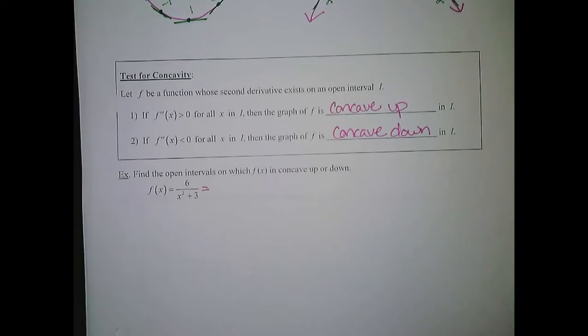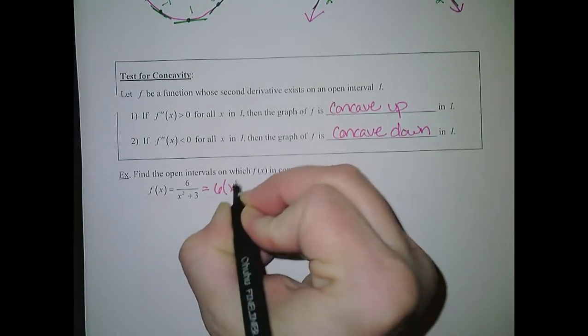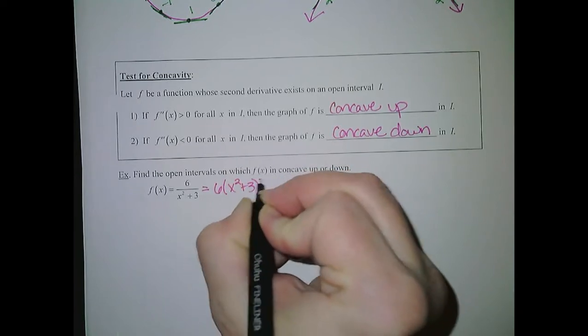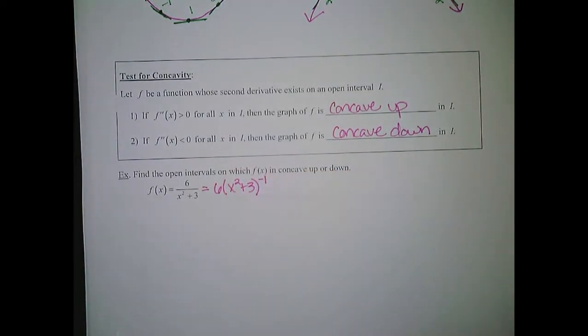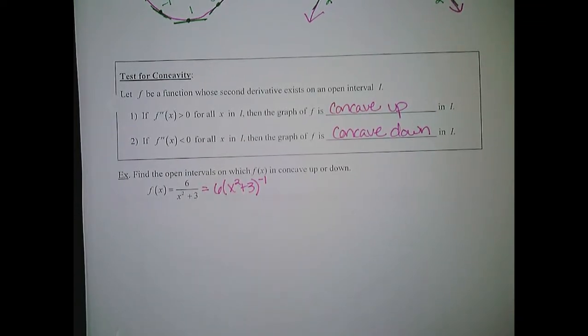To find the first derivative, before I get started, I'm going to rewrite this as 6 times (x squared plus 3) to the negative 1. You don't have to rewrite it this way, but I think that writing it this way and bypassing the quotient rule here makes finding the first derivative just a little bit easier.